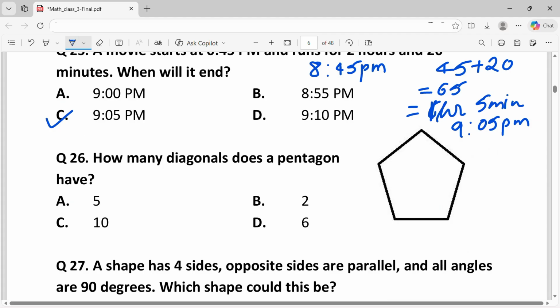Question 26. How many diagonals does a pentagon have? Checking the number of diagonals by drawing them, we have 1, 2, 3, 4, and 5. So the number of diagonals in a pentagon is 5.